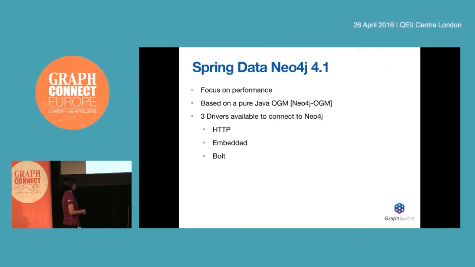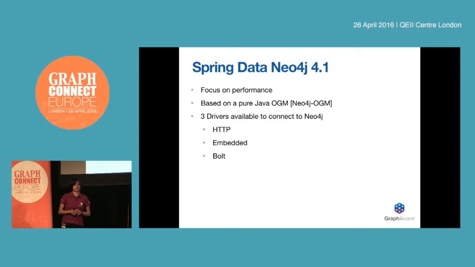But 4.1, which is the latest release, is able to connect to Neo4j with three drivers. One is HTTP, which uses Cypher over the transactional endpoint. Then you have the embedded driver, which you're used to seeing in SDN3. And then the Bolt driver, which we support as of 4 hours ago, really. So Bolt will, of course, work with Neo4j 3.0, which was released this morning.